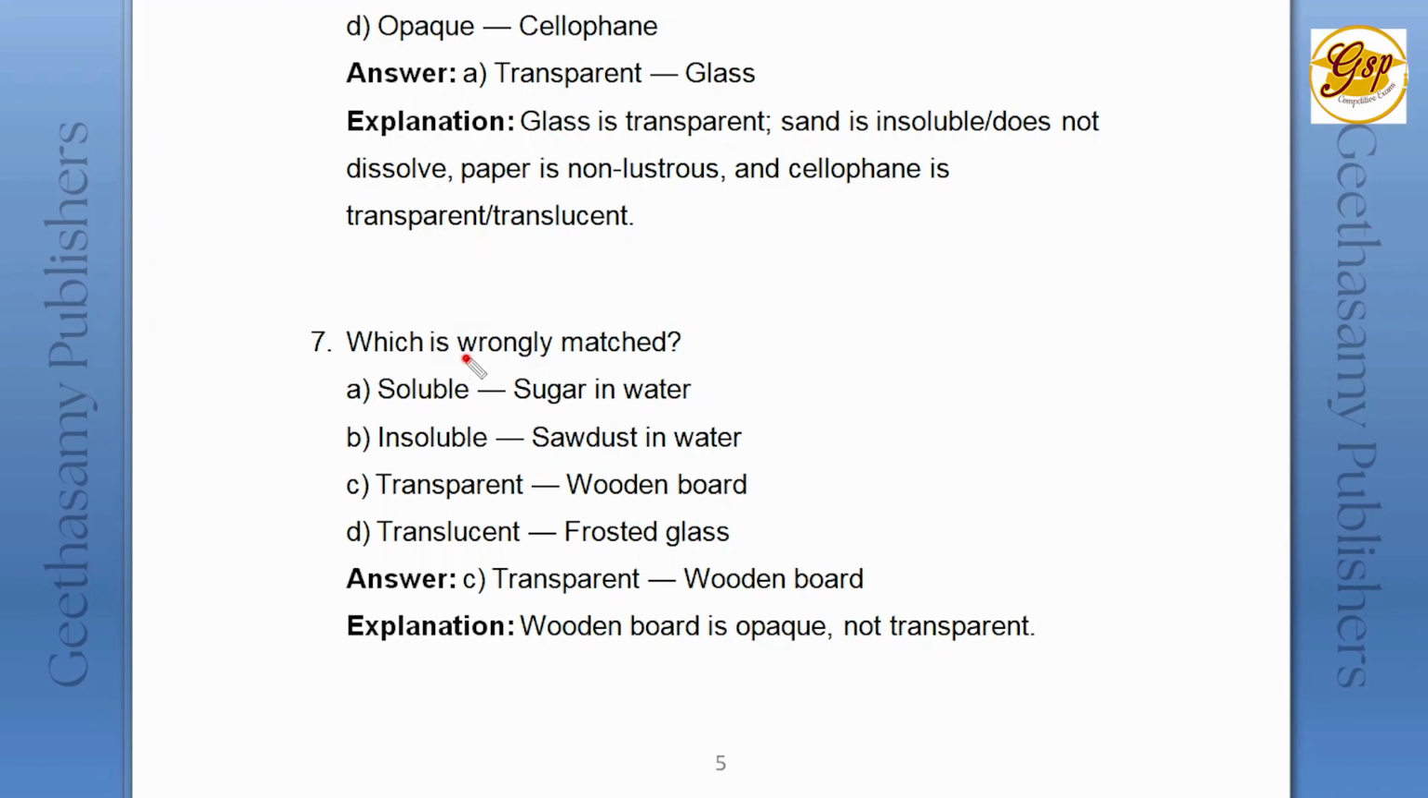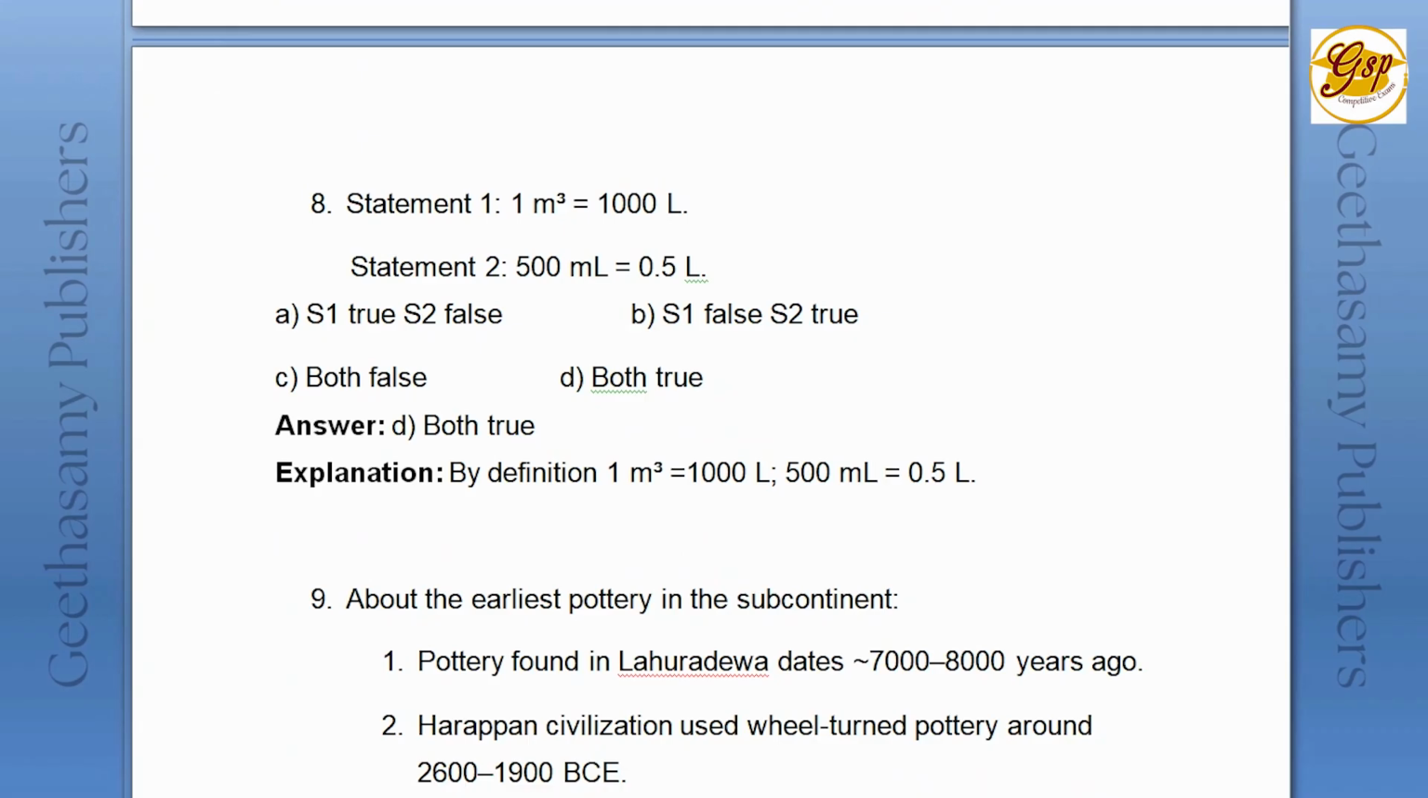Which is wrongly matched? Soluble sugar in water, insoluble sand dust in water, transparent wood board, translucent frosted glass. So the answer is transparent wooden board. Wooden boards are opaque, not transparent. That's the explanation. Fine. And the eighth question.